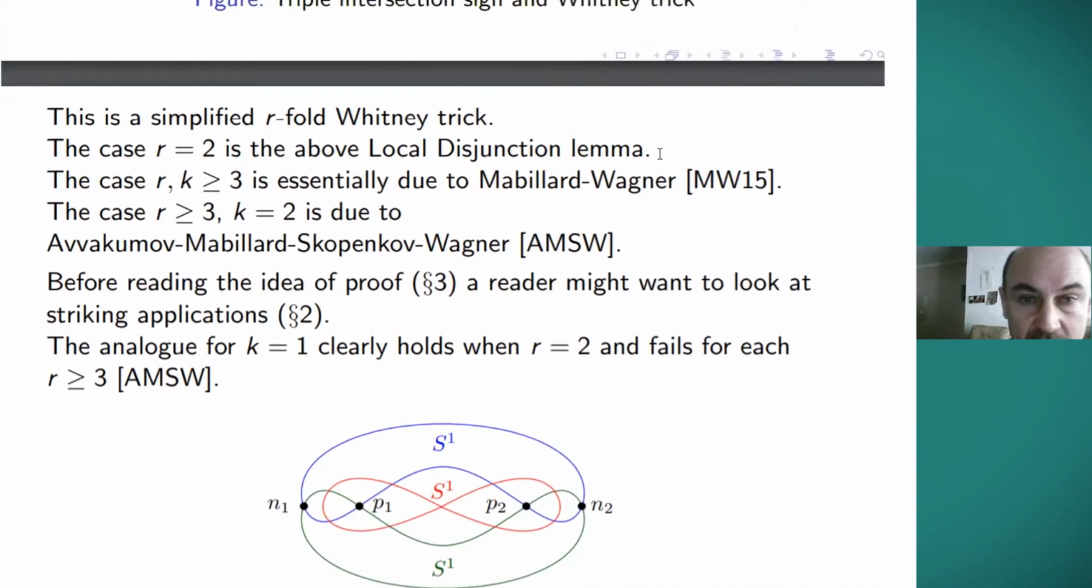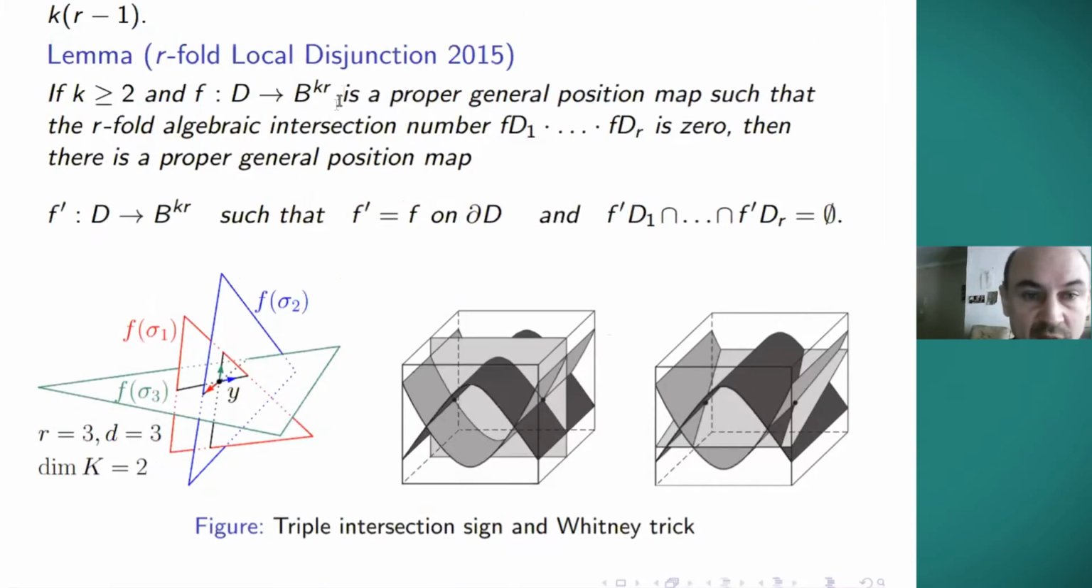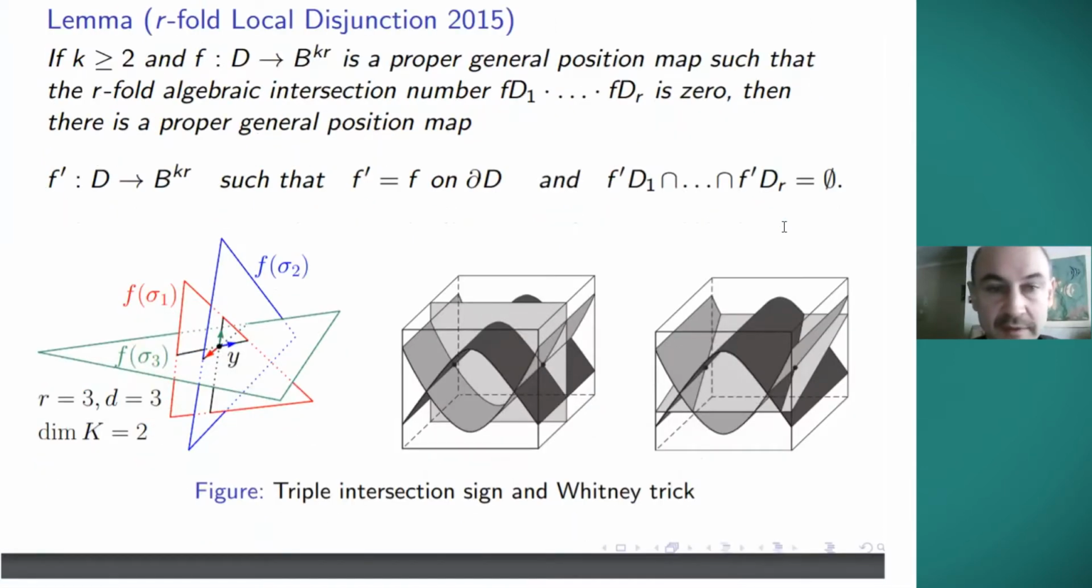to that theorem and make some comments. Actually, this is not an assertion concerning the map F. This is an assertion concerning the restriction of the map F to the boundary, because this R-fold intersection number only depends on F restricted to the boundary. So actually, this lemma resolves the question of whether a given map of the boundary of D to the boundary of BKR can be extended to a map without intersection of different components. And so in order to construct a counterexample, we only need to construct this map on the boundary and then extend it to the disks themselves in any way.